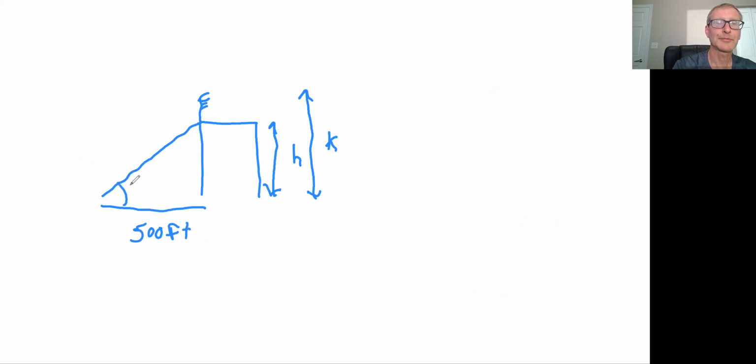This angle is 24 degrees. And then the angle to the flagpole is 27 degrees. It's kind of a messy drawing, but it really has everything we need to do this calculation. So again, how do we calculate H?